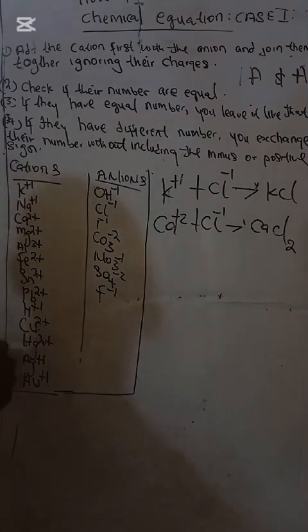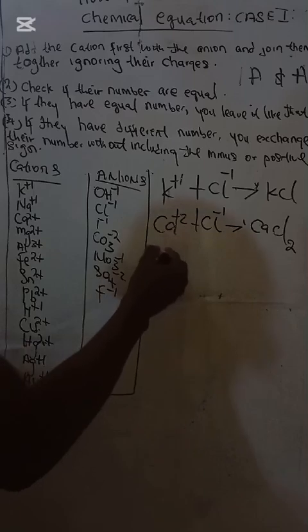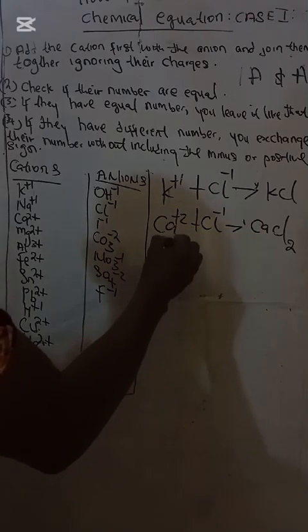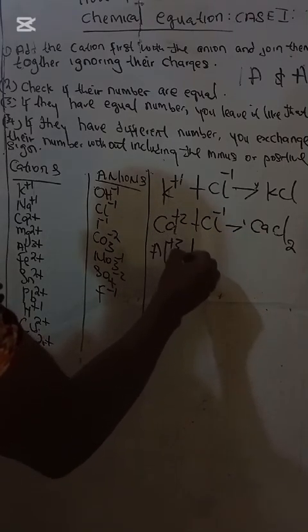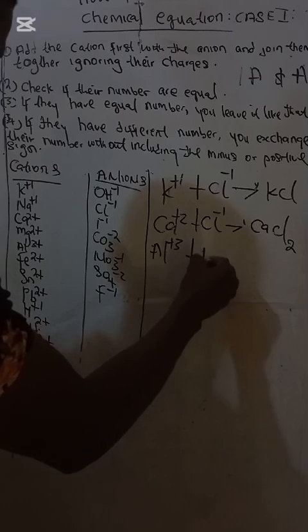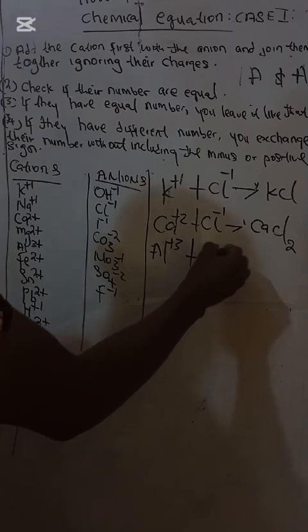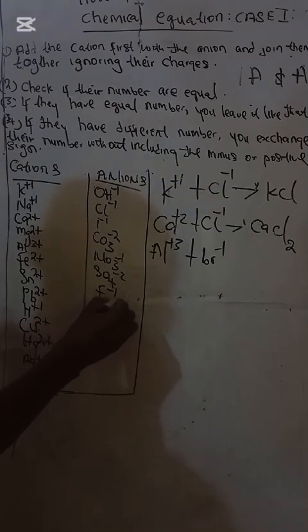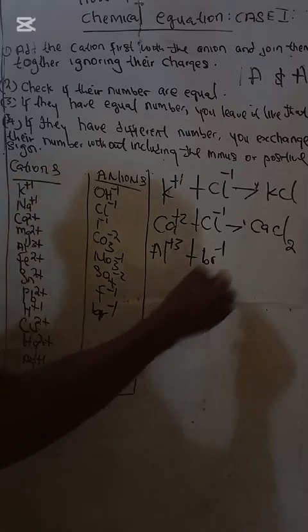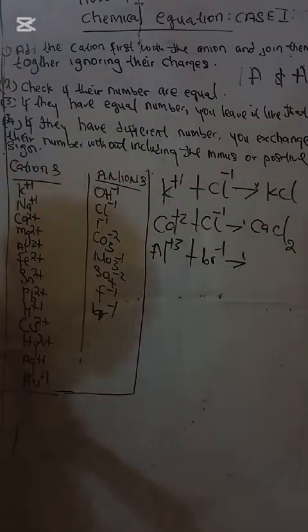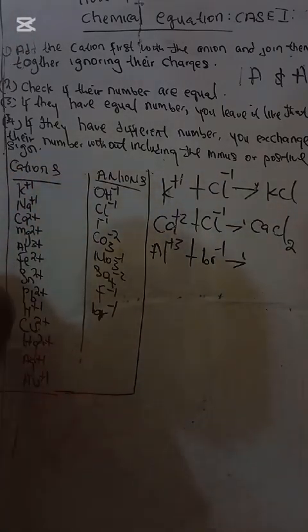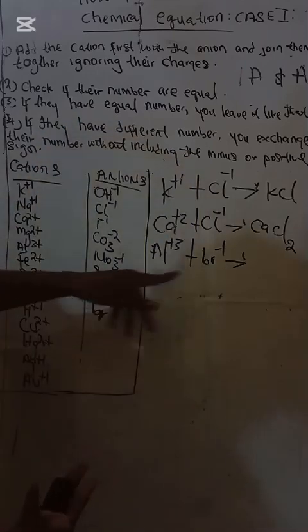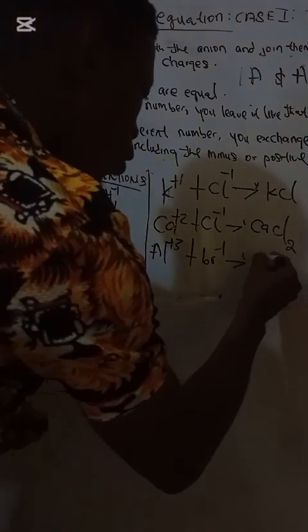Alright, let me take another example. I can decide to pick aluminum +3 and let me use Br-. Oh, I didn't include it in my list of anions. It's also among the anions. Now look at this. Following the rule, what will you do? You join them together. Just join the alphabet together.